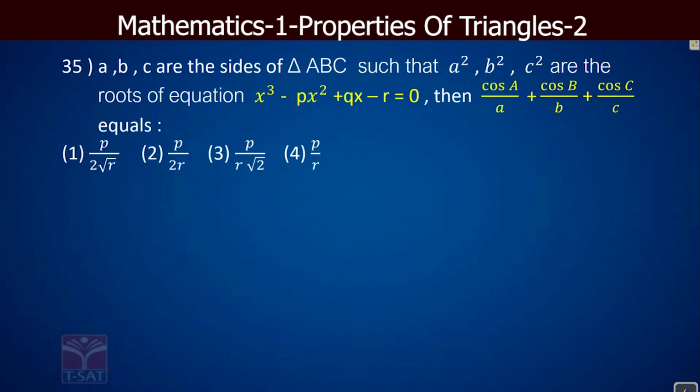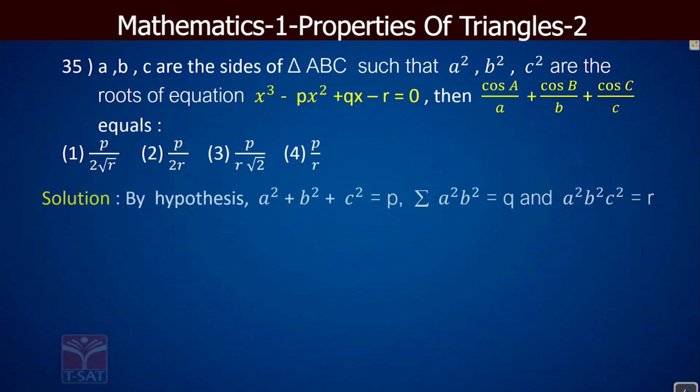Next, 35. a, b, c are the sides of triangle ABC such that a square, b square, c square are the roots of the cubic equation x cubed minus px square plus qx minus r equal to 0. Then cos A by a plus cos B by b plus cos C by c equals: 1) p by 2 root r, 2) p by 2r, 3) p by r root 2, 4) p by r.